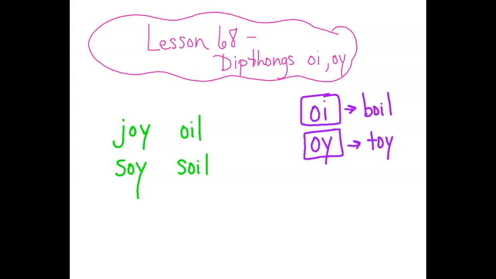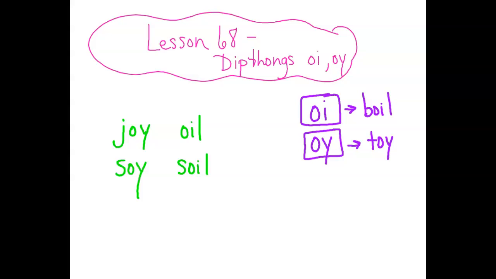These are the words we just said. What letters are making that O-I sound or oi sound? If you'll notice, joy and soy have O-Y, and then we have oil and soil with an O-I. That's right, O-I and O-Y are both making oi sounds. Do you know what O-I and O-Y are?